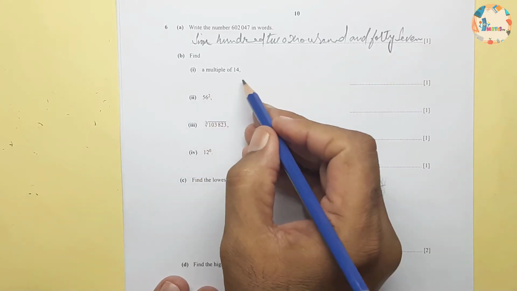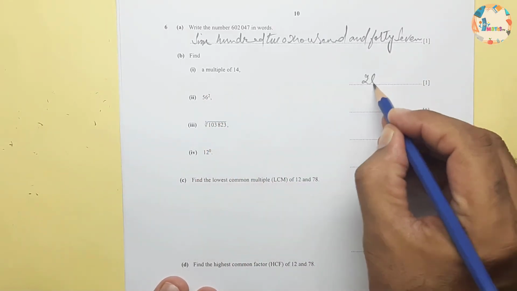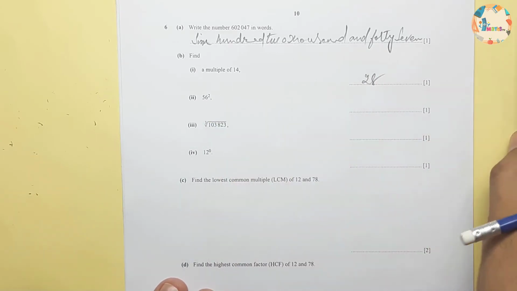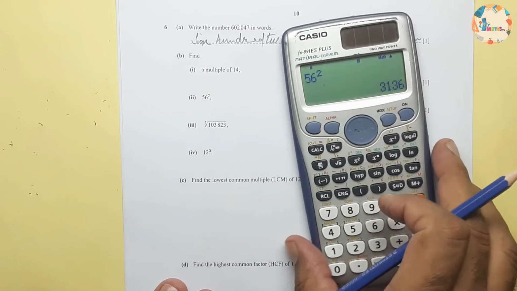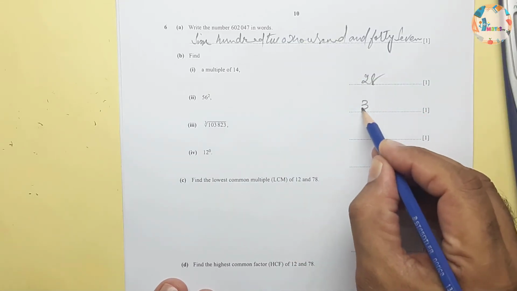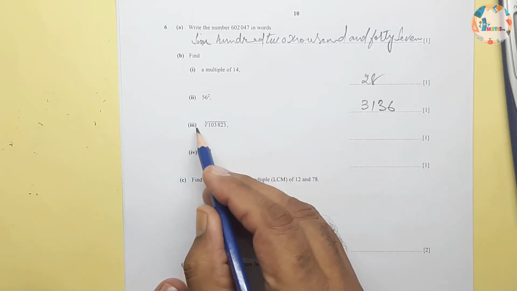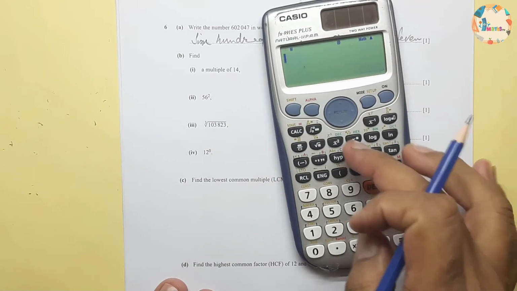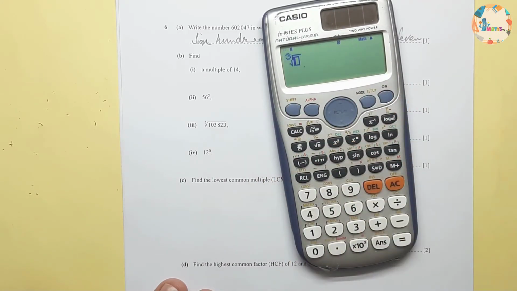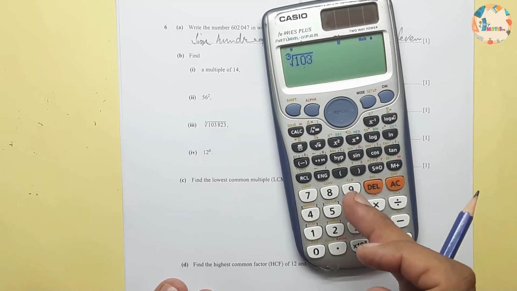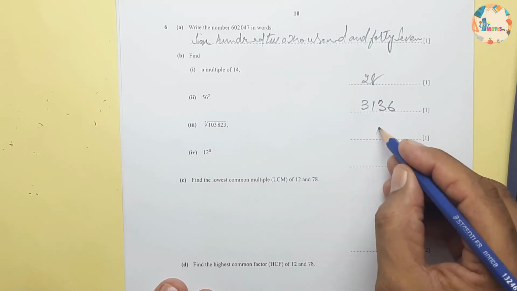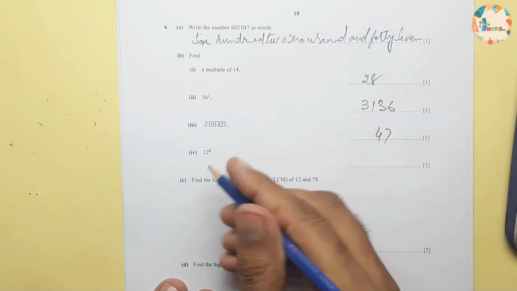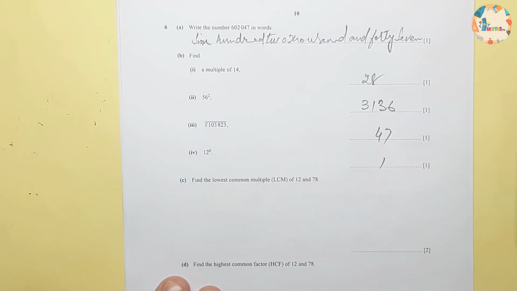And find a multiple of 14. You can write any multiple like 28, then 56. 56 raised to the power 2, or square, will be 3136. So 3136 is your answer, and this one also needs a calculator. So the cube root of 103823 will be equal to 47. And 12 raised to the power 0 will be 1, because anything raised to the power 0 is 1.